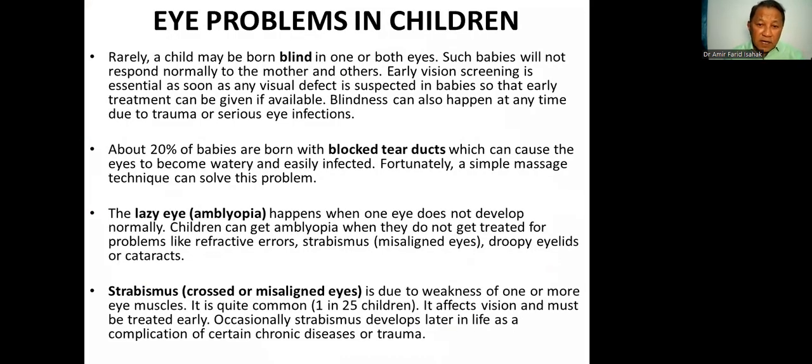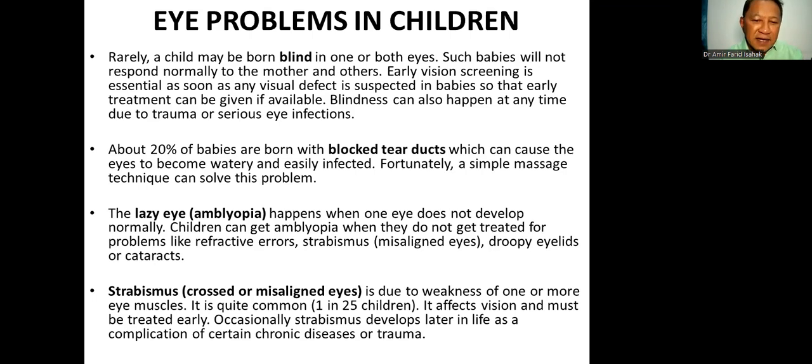Okay, so what eye problems do we get in children? Rarely a child may be born blind in one or both eyes. Such babies will not respond normally to the mothers and others. Early vision screening is essential as soon as any visual defect is suspected in babies, so that early treatment can be given if available. Blindness can also happen at any time due to trauma or serious eye infections. About 20% of babies are born with blocked tear ducts, which can cause the eyes to become watery and easily infected. Fortunately, a simple massage technique can solve this problem.